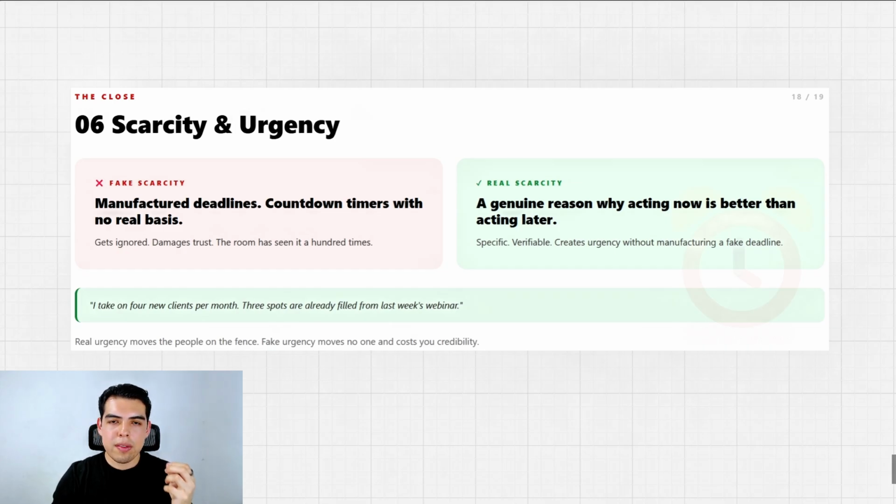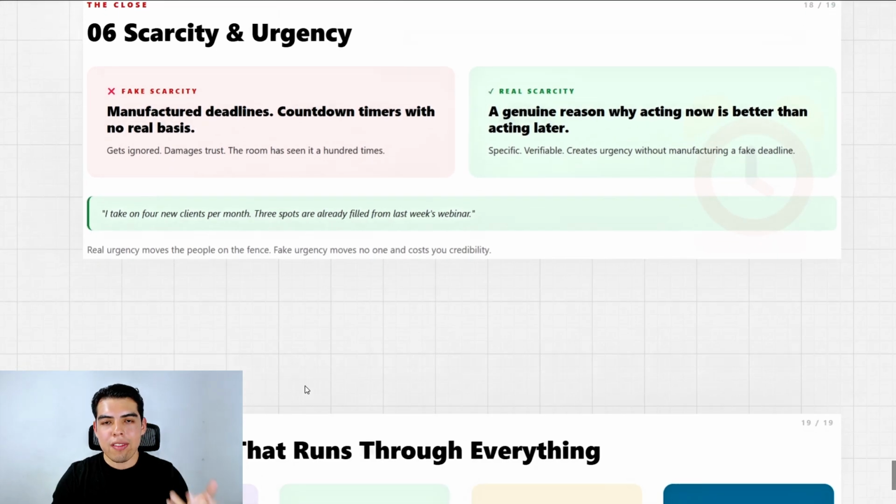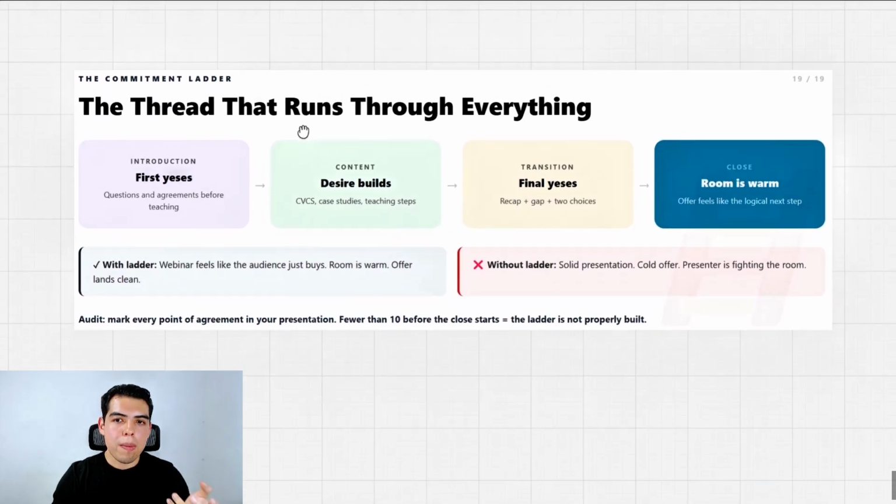I can only take a specific amount of clients and half the spots were already filled. That is real scarcity. It's specific, it's verifiable, and it creates a reason to act now without manufacturing a fake deadline. Now, let's talk about the commitment ladder.